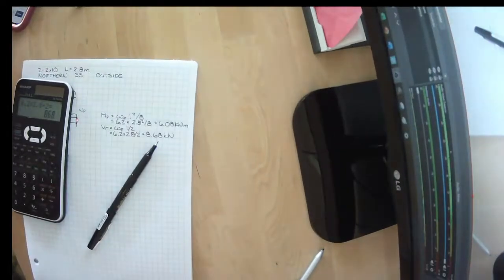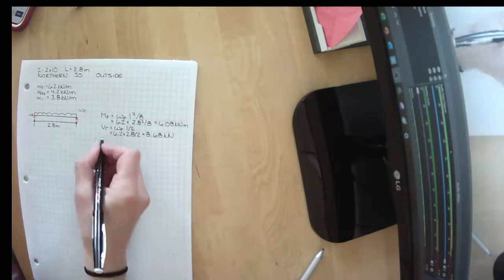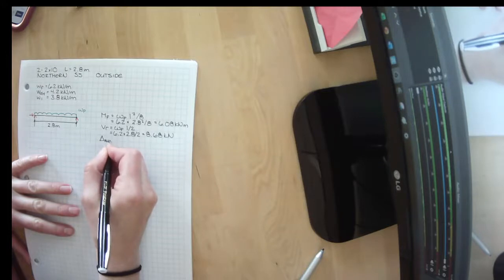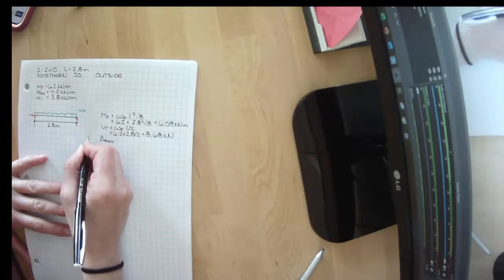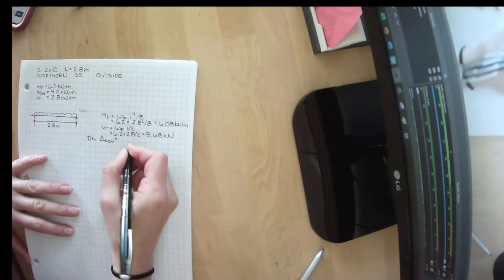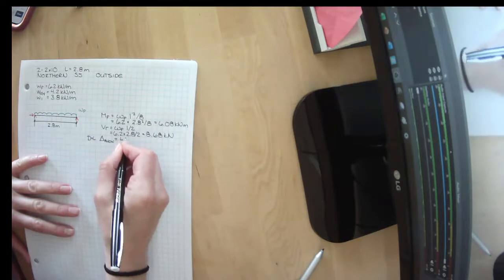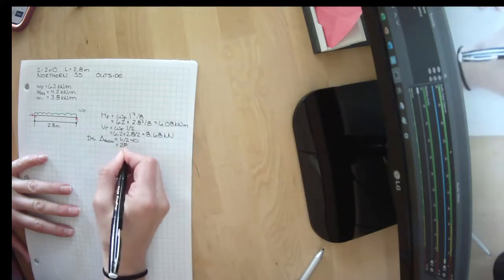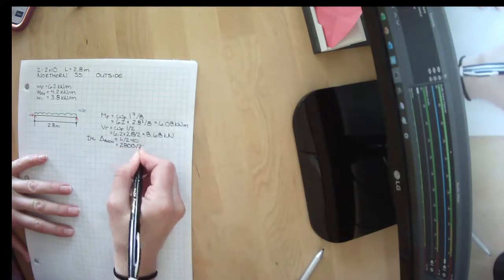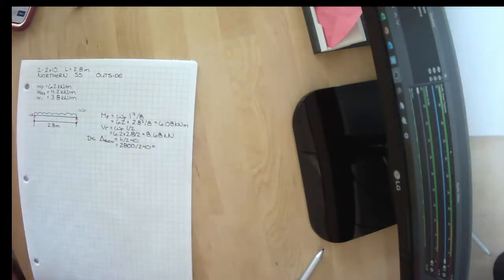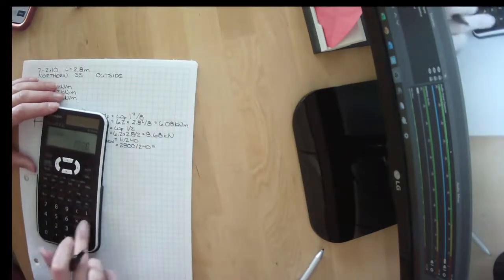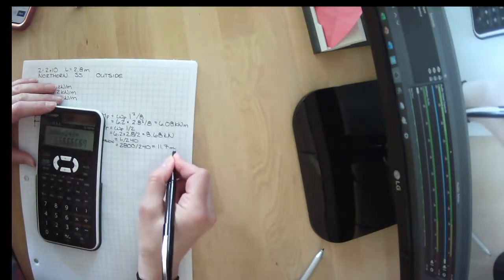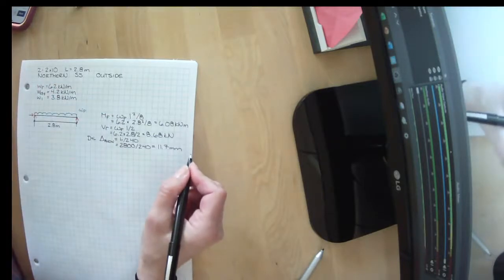Okay, so let's figure out our deflection limits, or deflection allowable, for dead plus live is our length divided by 240, or 2,800 divided by 240. Is 11.7 millimeters. So that's the most we'd let that deflect.